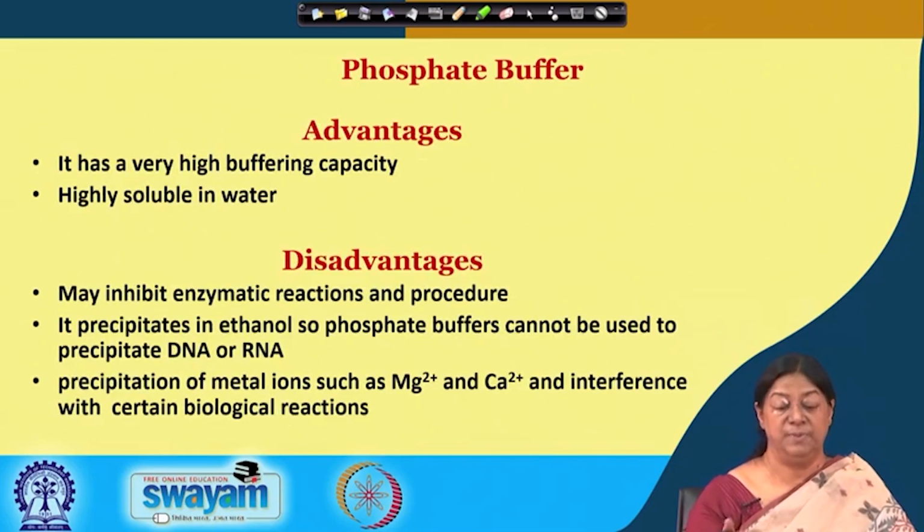further biochemical experiments. The advantages of using a phosphate buffer is that it has very high buffering capacity. It is highly soluble in water. The disadvantage in case of phosphate buffer is it might inhibit some enzymatic procedures and enzymatic reactions. It precipitates in ethanol, so the phosphate buffers cannot be used to precipitate DNA or RNA, and there is a possibility of its interaction with magnesium and calcium ions and interference with some biological reactions. In this case, the phosphate buffer cannot be used.